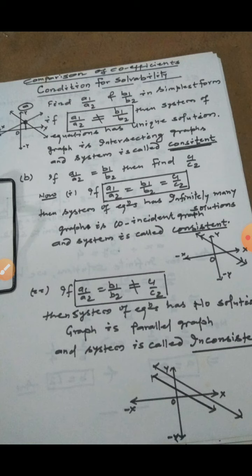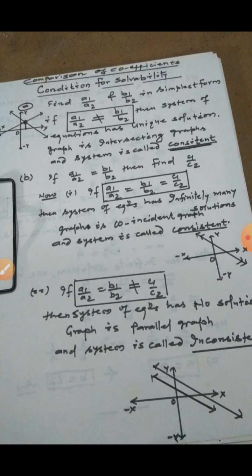One more time I am reading. First condition is a1 by a2 not equal to b1 by b2. Three things to memorize: the system has a unique solution, the graphs will be intersecting, and the system is called a consistent system. Another condition is if a1 by a2 equal to b1 by b2 is also equal to c1 by c2, the system will have infinitely many solutions, the graph will be coincident, and the system is called a consistent system.